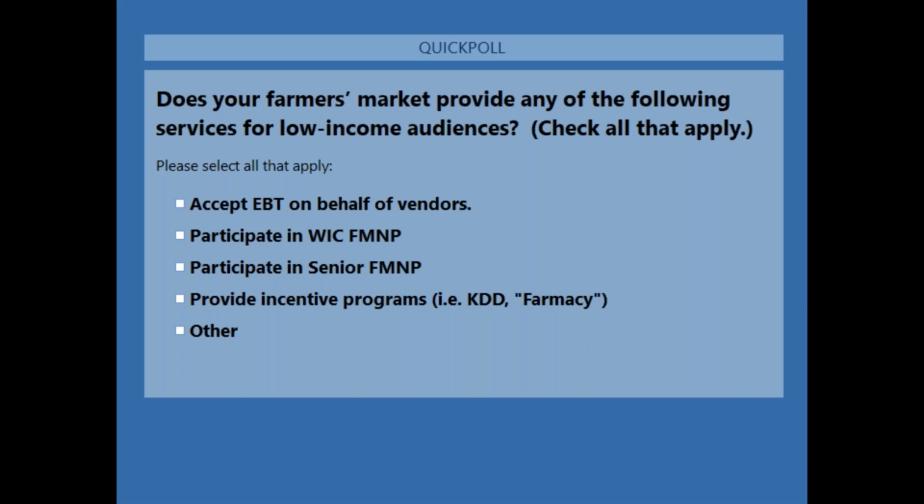Okay, it looks like most markets accept senior farmers market nutrition vouchers. Second most is WIC, and third most is EBT. Many provide incentive programs like Kentucky Double Dollars and Pharmacy, and then there's some who have other. And those of you who checked other, if down in the questions you could answer what that other is, so we have an idea of what other kind of low-income outreach you have.